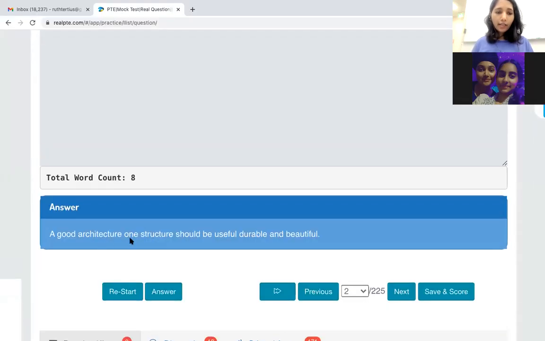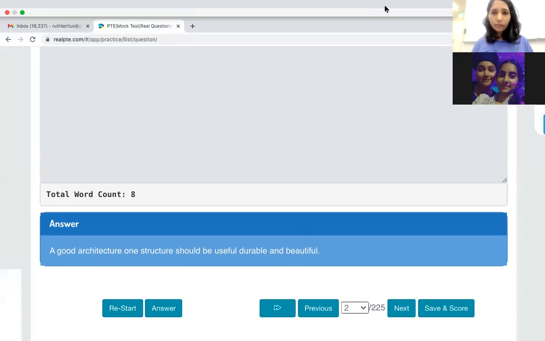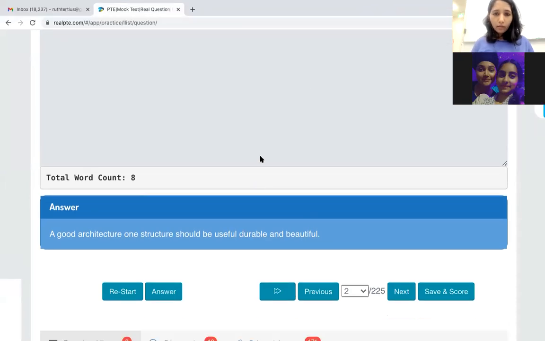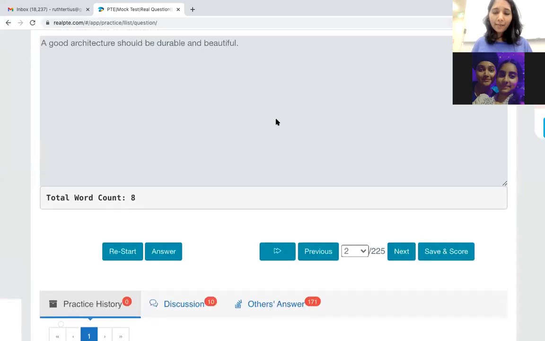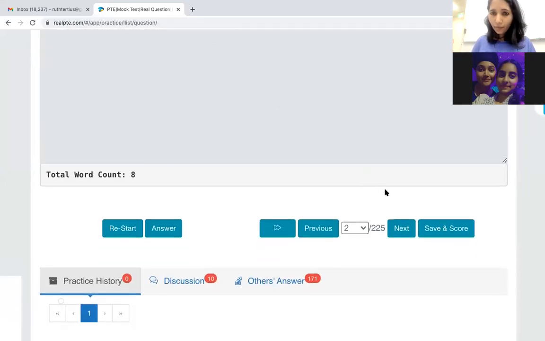A good architecture, one structure should be useful, durable, and beautiful. So you have written a good architecture. So that's 3 should be. So 1, 3, 4, then 5. We've got 5 points to listening and 5 points to writing. That's 5 on 8. Ready for the next one?